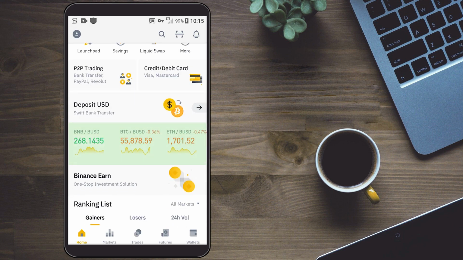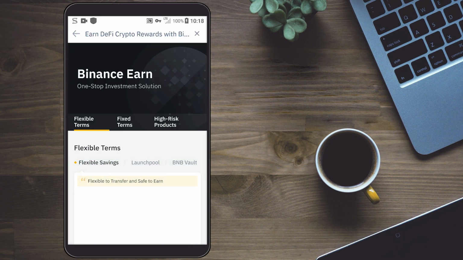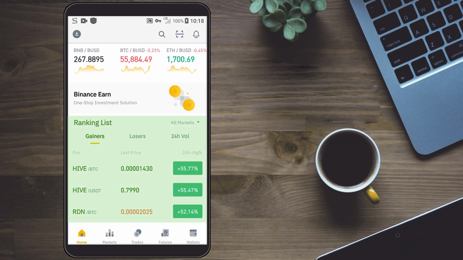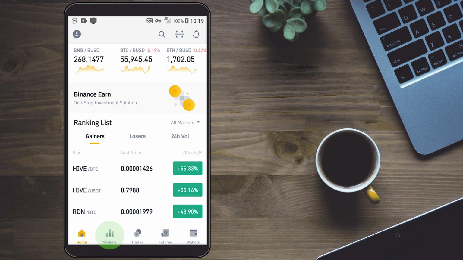Here we have price of some coins, and here we have Binance Earn, which is some investment solutions offered by Binance, and I'll explain it in a separate video. And here we have ranking list, which shows top gainers, top losers, and also 24 hours volume, as you can see. Let's go to markets tab.